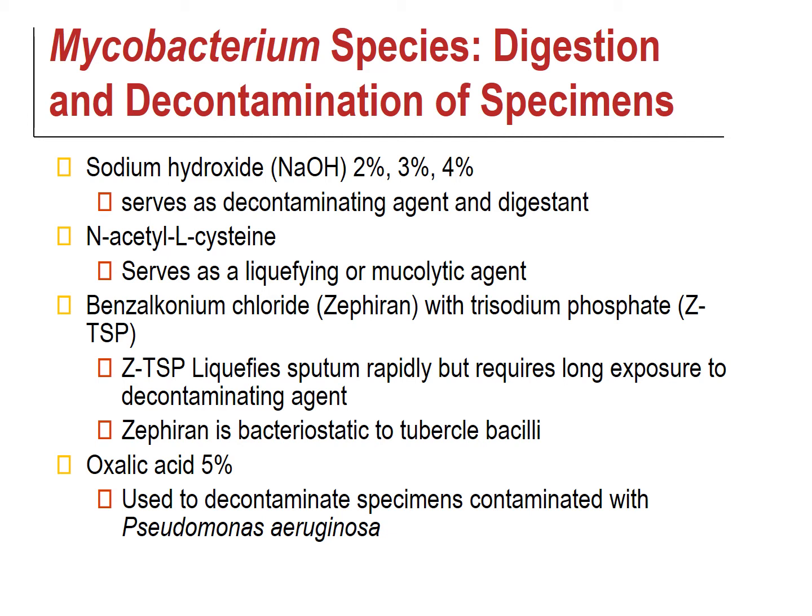Some laboratories may prefer benzalkonium chloride or Zephiran with trisodium phosphate. ZTSP liquefies sputum rapidly, but requires long exposure to the decontaminating agent. And Zephiran in combination is bacteriostatic to tubercle bacilli. When specimens received for routine culture produce Pseudomonas aeruginosa, samples requested for Mycobacterium culture need to be treated with oxalic acid, about 5%.